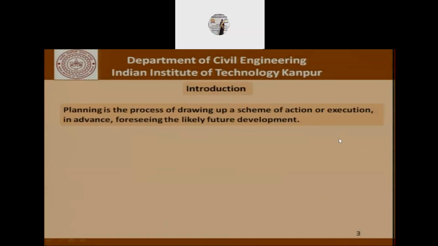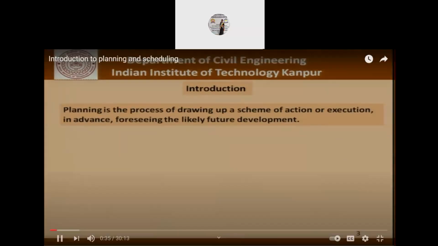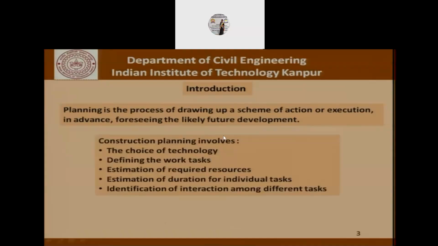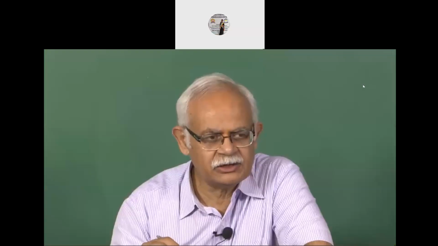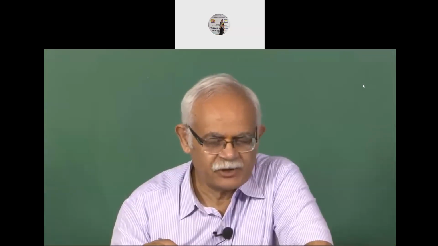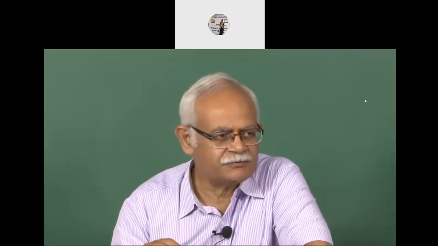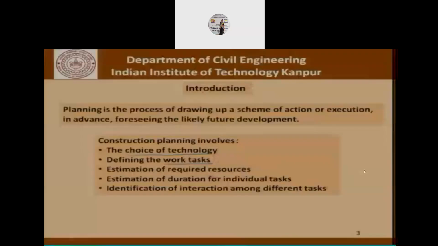Today we'll basically talk about planning and scheduling in construction activities. Now planning is the process of drawing up a scheme of action or execution in advance, foreseeing the likely future developments. In planning for a construction project, it could involve choice of technology. It could involve defining the work tasks. That is, we break up the project into individual jobs or works. So as part of the planning exercise, we try to break the project down into different jobs or different tasks.